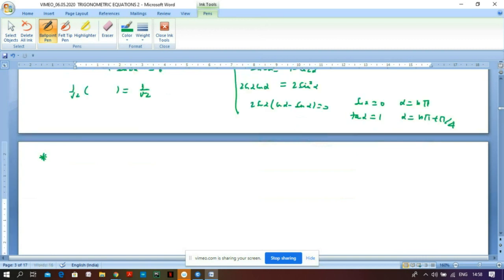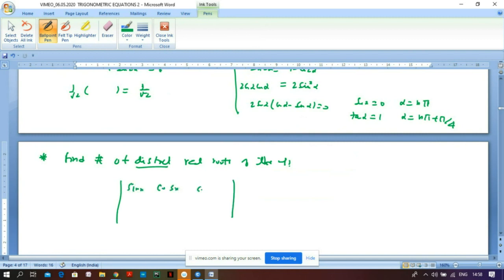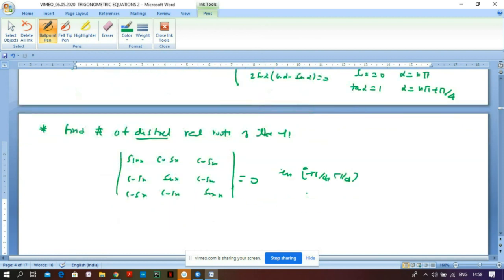Let's take again a question which was using determinants in some particular way. So that was again to find the number. So find the number of distinct real roots of the equation, and the equation is given in this form, sin x cos x, sin x cos x, and cos x and sin x equal to 0 in the interval negative pi by 4 to pi by 4. So you want to find the number of solutions in this interval.